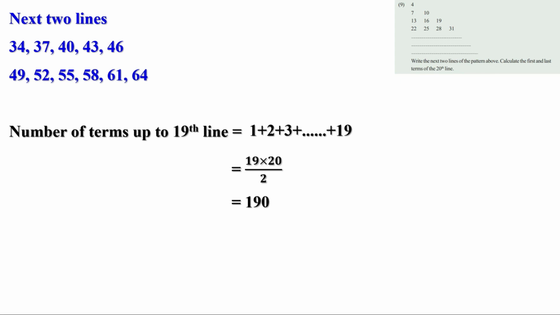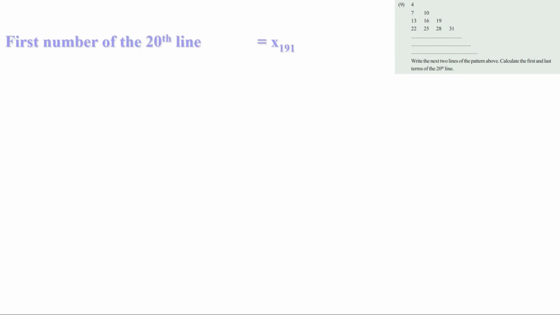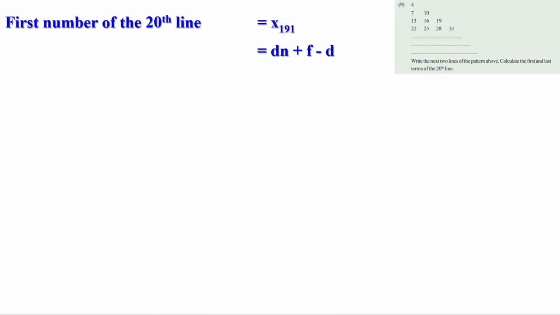That means the first term of the 20th line is the 191st term of the given sequence. So let us find the 191st term of the sequence, that is dn plus f minus d. Here d is 3 and n is 191. So we can write 3 into 191 plus first term 4 minus 3. Multiplying and subtracting, we get 573 plus 1, or 574. That is, the first number of the 20th line is 574.